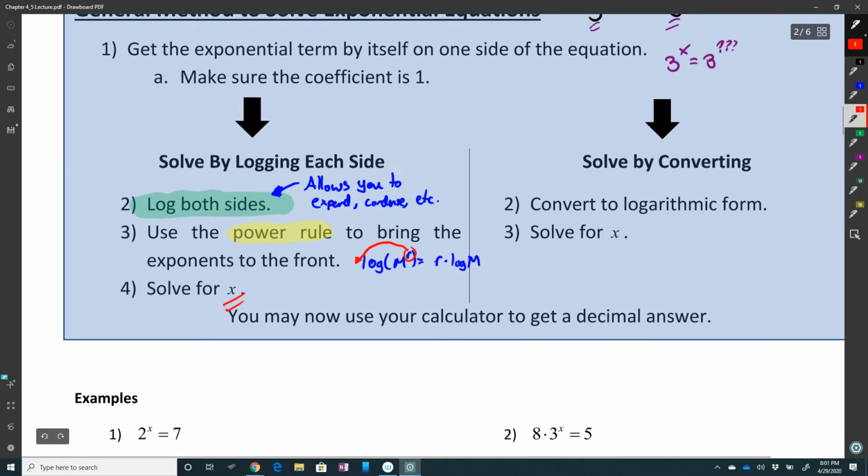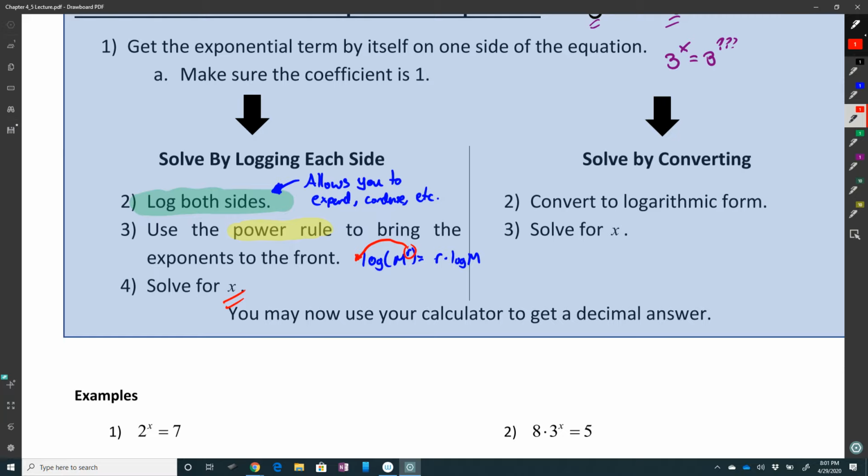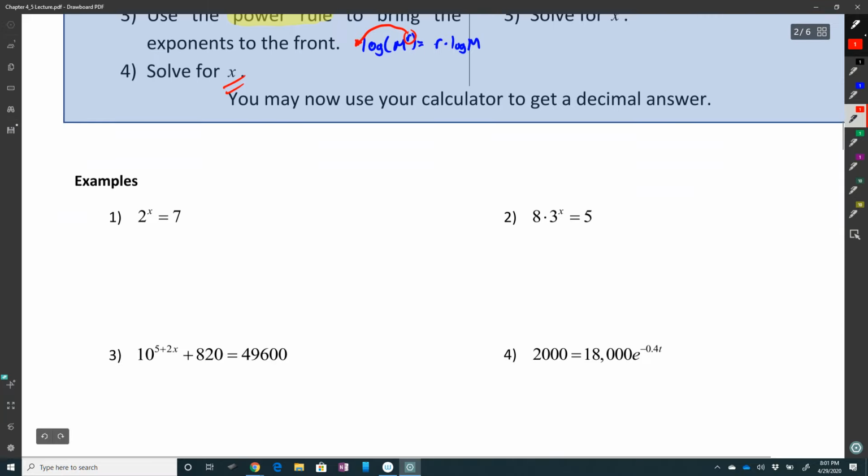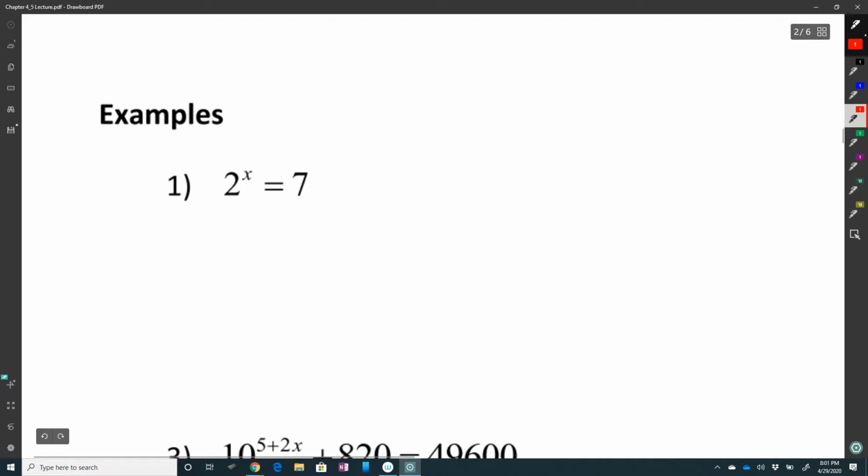The other way to do it is just to convert and solve. So let's do both ways. We'll start with 2 to the x equals 7. This is the happiest problem. Now, if it was an 8, I could do it like I did on the previous page. But this is a 7. So I don't know 2 to the what equals 7. I have no idea. So let's work it out. We're going to start by logging both sides.